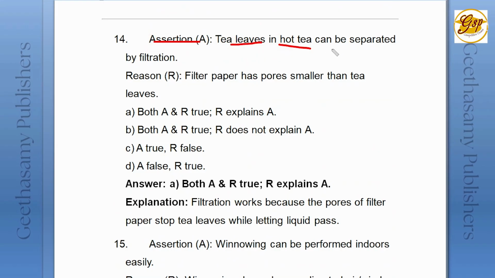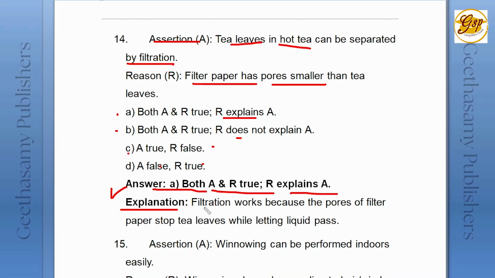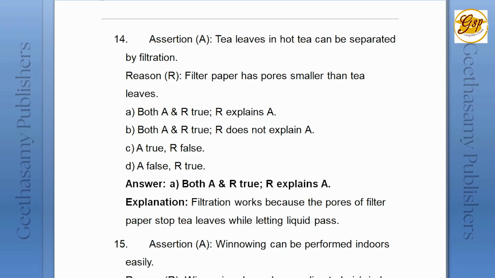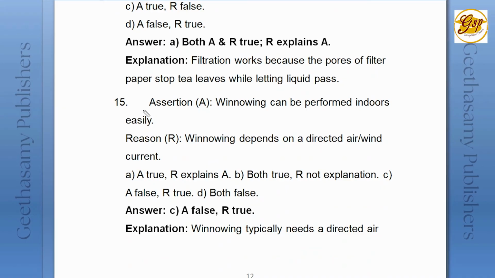Assertion: Tea leaves in hot tea can be separated by filtration. Reason: Filter paper has a pore smaller than tea leaves. Options: A, both A and R are true and R explains A. B, A and R are true but R does not explain A. C, A true or false, A false or true. The correct answer is A, both A and R are true and R explains A. So the explanation is that filtration works because the pores of the filter paper trap the tea leaves while letting the liquid pass through. Right?